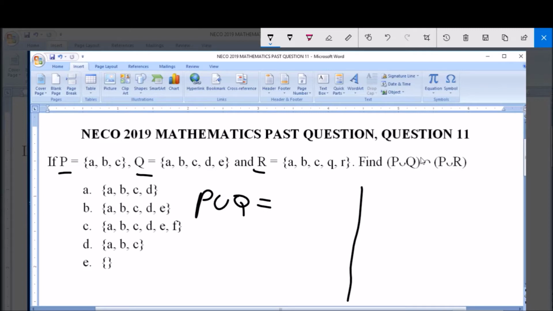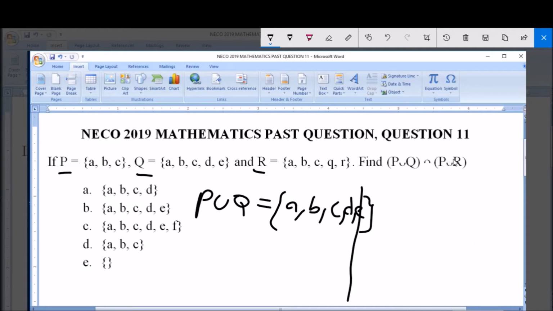Now, P union Q simply means what? The sum or the set of P and Q, the set of P and Q combined. And when you combine the set of P and Q, you will have A, B, C, D, and E. A, B, C, D, and E. Now, this is the set of P union Q.